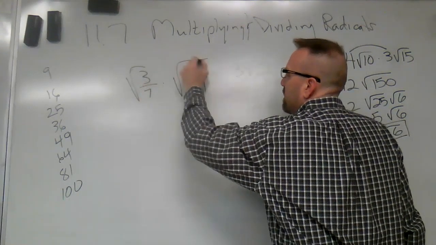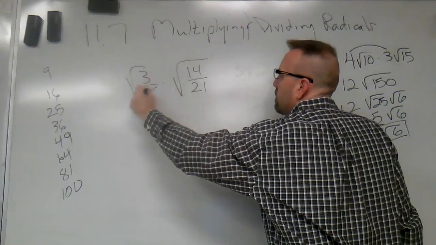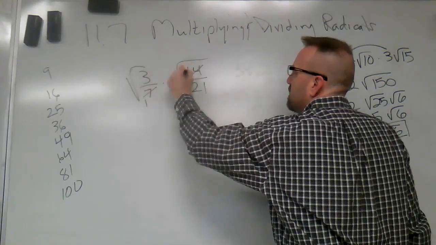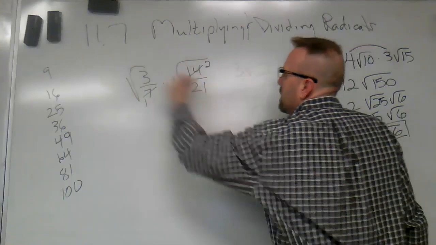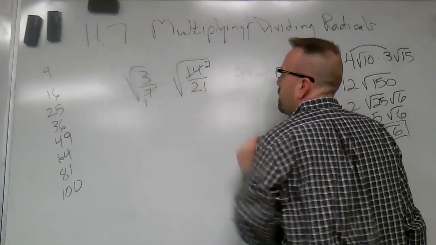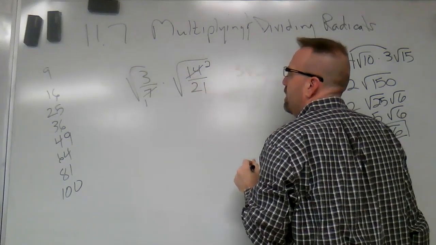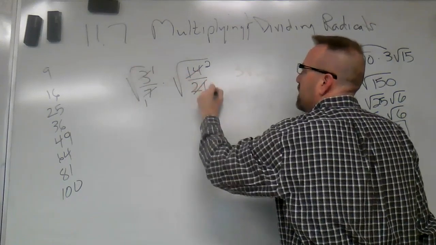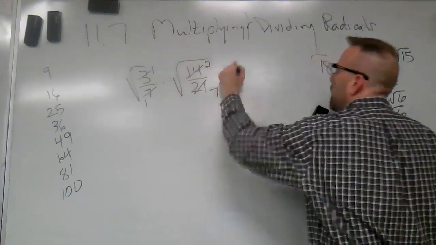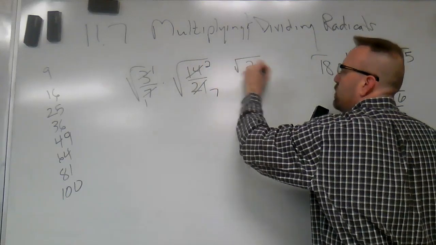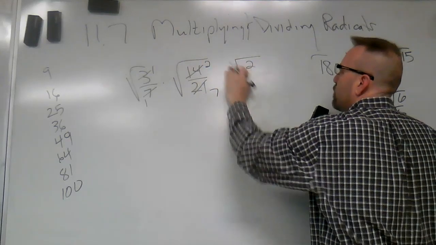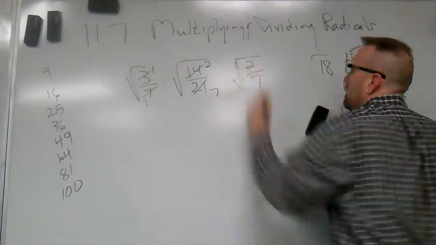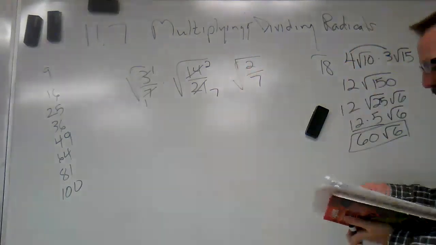It's going to be easier if we simplify first by going diagonally. For instance, 7 could go into both 7 and 14, so 7 will go in once, and 7 will go in twice here. Now we look at these. What could go into both 3 and 21? 3, so 3 will go in once, and 3 will go in here 7 times. Now we can go ahead and multiply. We get 2 sevenths. So we get radical 2 over 7.